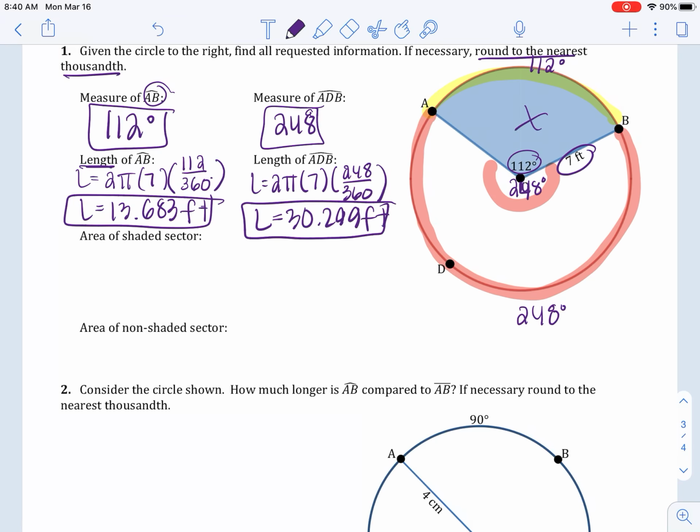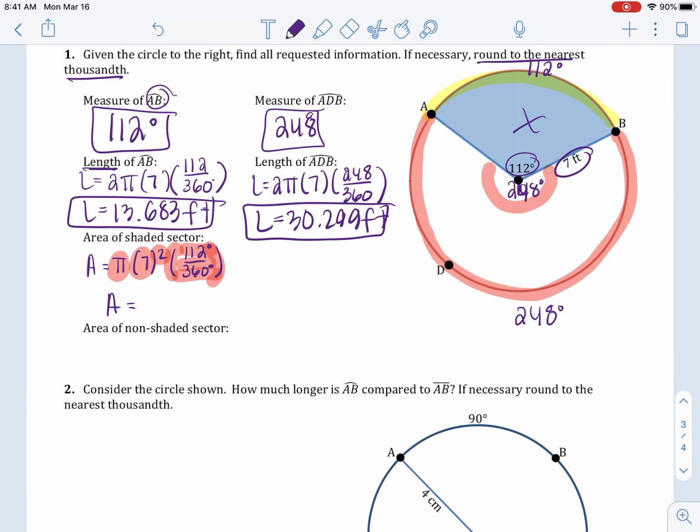All right, area of the shaded sector. So this right here is the shaded sector. So I'm going to use my area formula. Area equals pi times radius squared times measure of the arc, 112, divided by 360 degrees. Pop that into my calculator. Notice it's saying I want all of my answers rounded to the nearest thousandth, so I don't have to get an exact answer. So if I don't have to get an exact answer, I'm typing pi 7 squared parentheses 112 divided by 360 close the parentheses. So if you don't need an exact answer, throw the whole thing in your calculator.